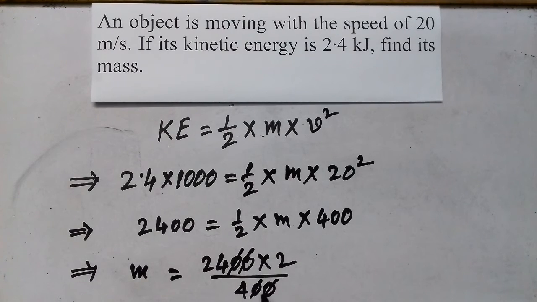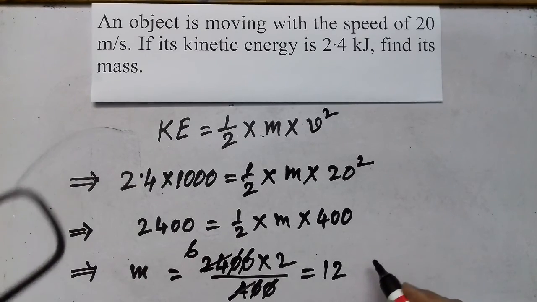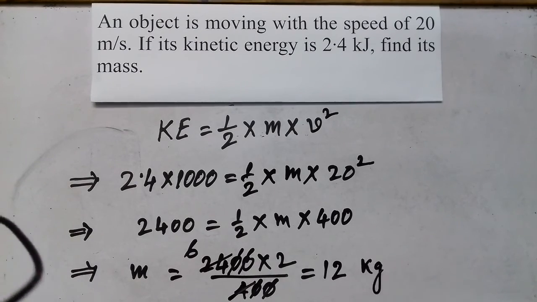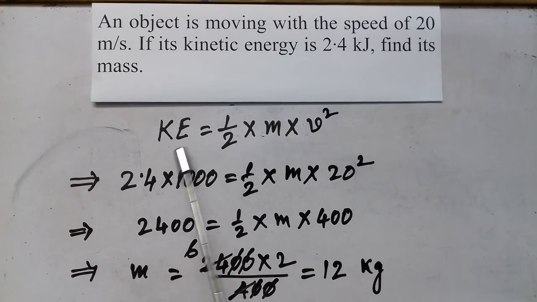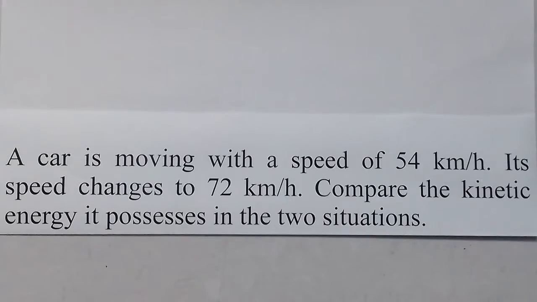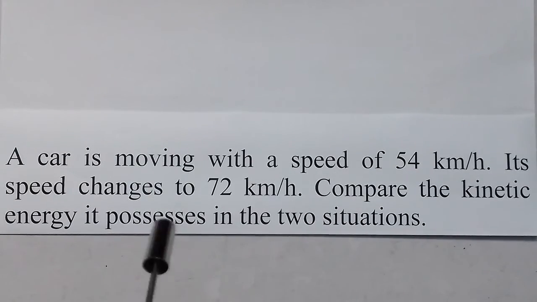You are getting 12, and this is the measurement of mass. In SI system, mass is kg, 12 kg. This is how we can find out the unknown quantity of these three. Now I wish to ask you to solve this problem on your own.